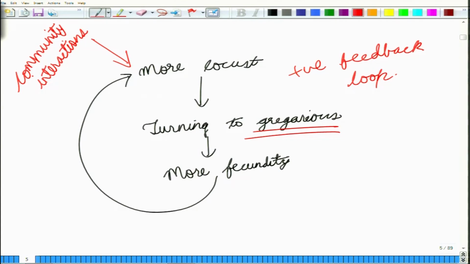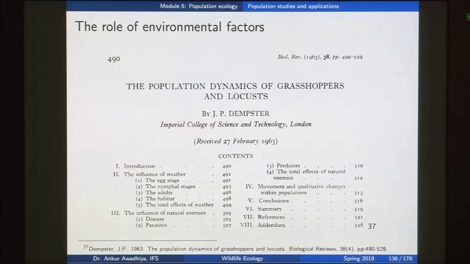Now, these community interactions could be in the form of predation of the eggs, parasitism of the eggs, or some diseases. At the same time, there are some ecosystem-level interactions in the form of the abiotic components. So, you have the influence of the weather.